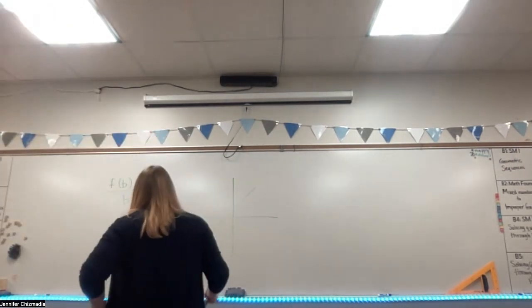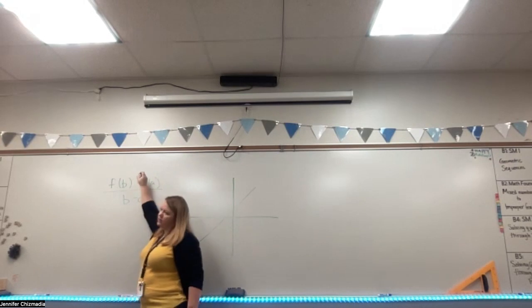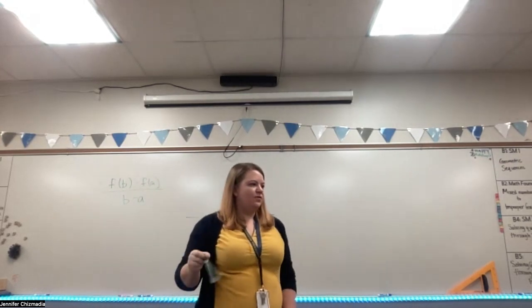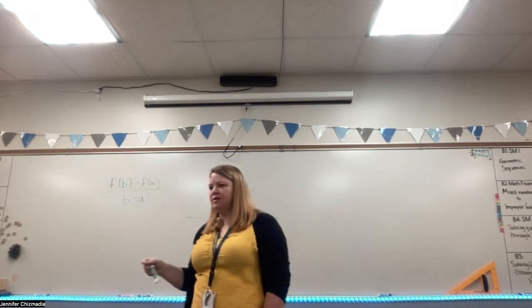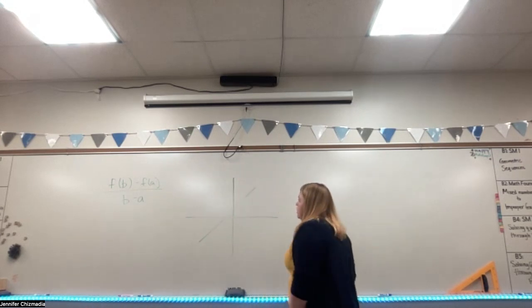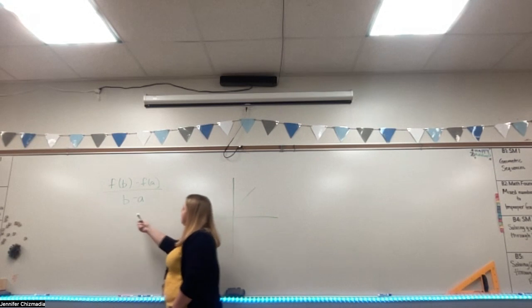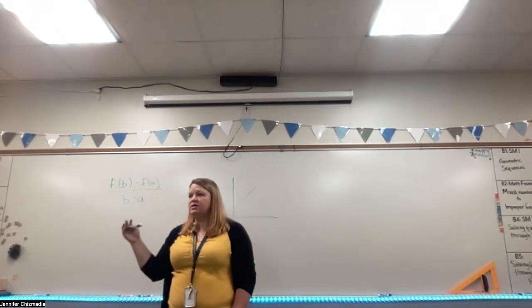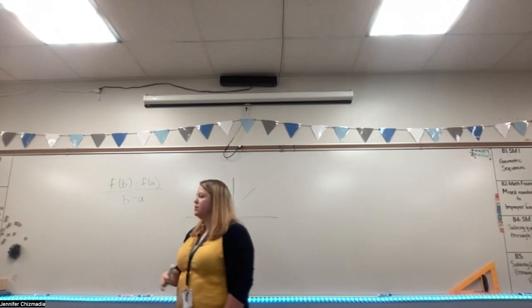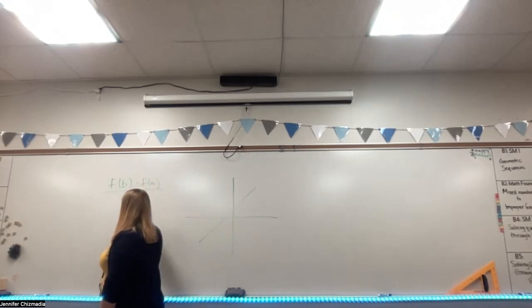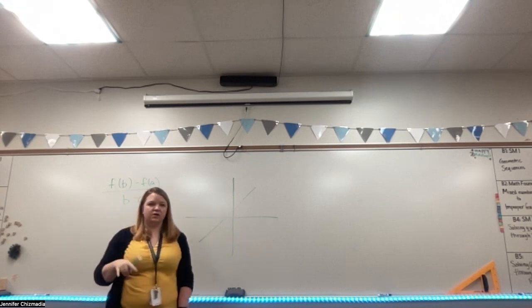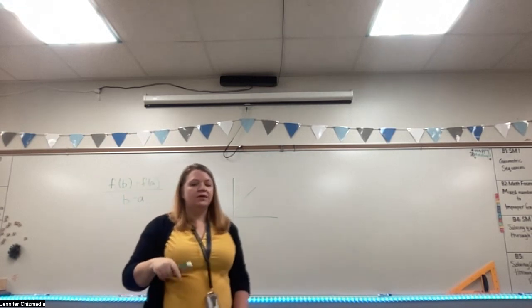Okay, F of B and F of A mean what? Let's see if you guys can remember from 2 weeks ago. What does it mean if we have an F of something? Function. The function at that value. So you're going to put these B and A into the function that you're given and see what comes out. You're going to find the difference of those and then divide it by the difference between the 2 points on your interval. Okay, so let's practice it with example number 1.